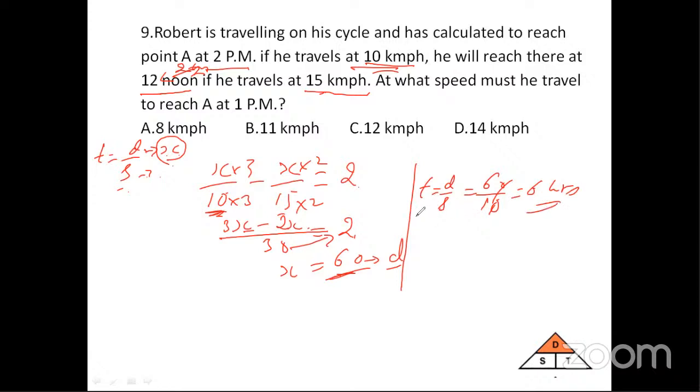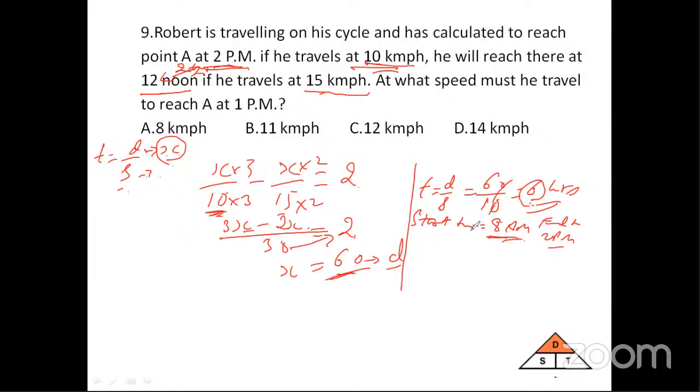So what it means, he needs 6 hours. If he travels at 10 kilometer per hour, he will reach at 2 p.m., which means if he has to reach at 2 p.m., the start time is 6 hours less. So 6 hours less means he will start at morning 8 o'clock. Start time 8 a.m., end time 2 p.m. So 6 hours gap is there. 6 hours gap means you have to go back 6 hours from 2 p.m. Okay. So when you go back, you will reach 8 a.m. So which means he starts at 8 a.m.